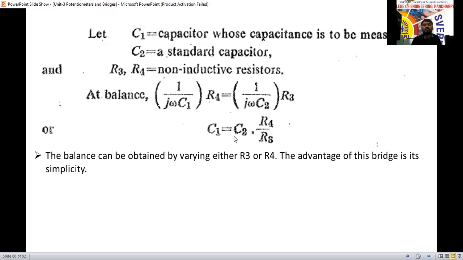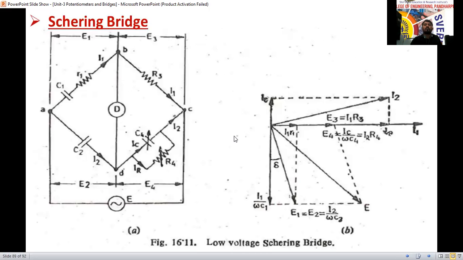So that disadvantage we are going to correct in the third one, that is called the Schering bridge. Which bridge is it? It is the Schering bridge. This is the Schering bridge.